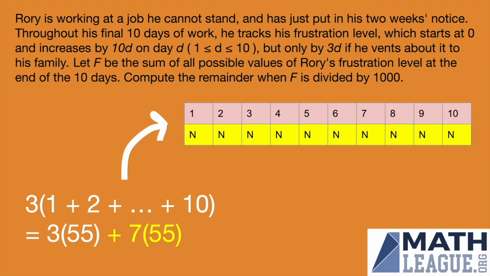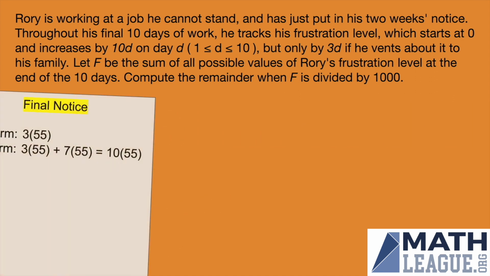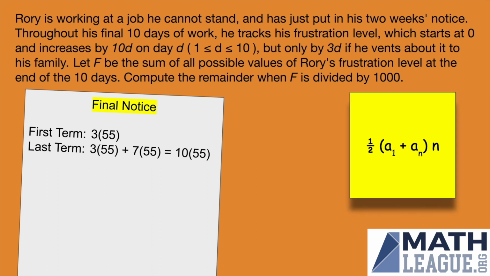And by just finding some combination of days for Rory to vent or for Rory to not vent, it turns out that any multiple of 7, so like plus 7n, all the way from 3 times 55 to 10 times 55 can be obtained. So now all we have to do is sum up these numbers. And obviously this is an arithmetic sequence and we have a formula for that. So now all we have to do is find out how many terms are in this sequence. So 3 times 55, increments of 7 all the way to 10 times 55.